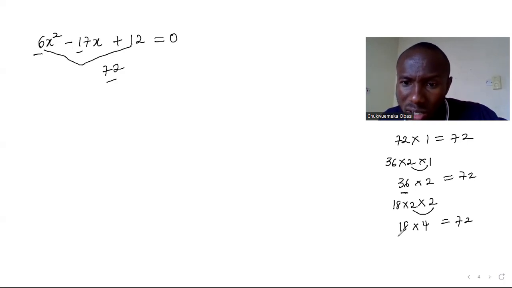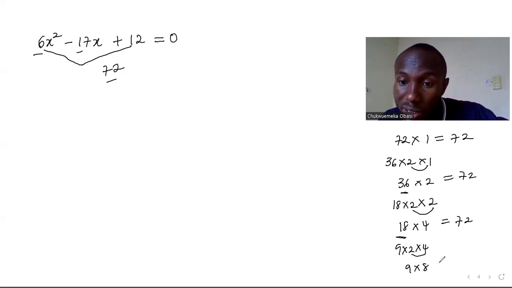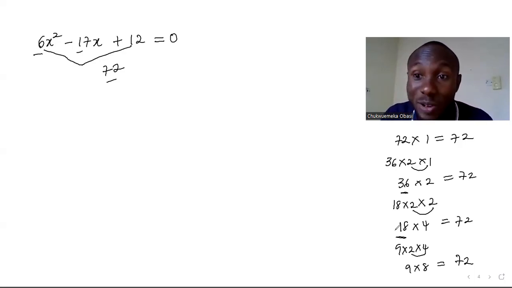So I need to break down 18 again. I know you can divide 18 by 3, but let's divide by 2 now and see. If I divide 18 by 2, I'll get 9. So I have 9 times 2, then times 4. I combine these together, so I have 9 times 8. Of course, 9 times 8 will give me 72. But when I add them, 9 plus 8 will give me 17, and I need minus 17, right?